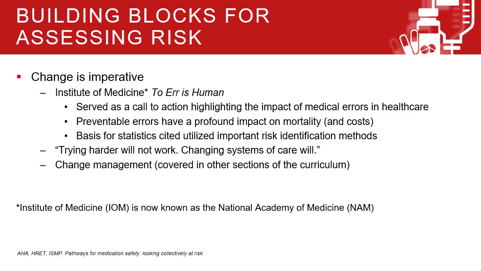To understand why, we need look no further than the landmark publication To Err Is Human. Since its release in 2000, this report has been a catalyst for patient safety efforts worldwide, highlighting the profound impact of medical errors, not just on individual patients, but on the healthcare system as a whole. When examining the research behind To Err Is Human, we find key risk detection methods that continue to shape patient safety work today. One notable example is the Harvard Medical Practice Study, which relied on medical record reviews to identify adverse events. This approach remains a cornerstone of risk assessment, and we'll explore its applications further in this module.